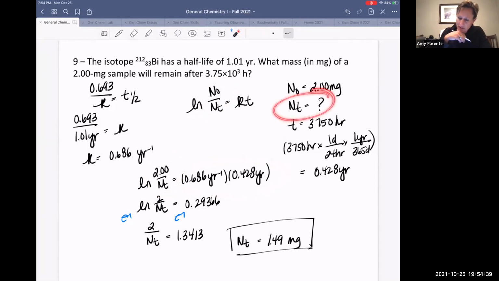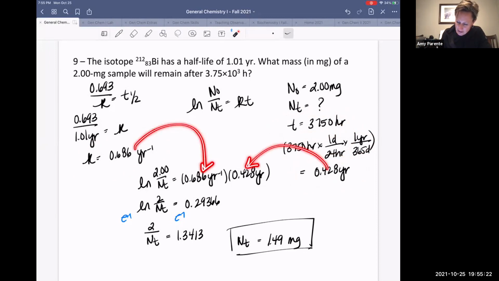Okay, so I'm trying to figure out what mass is going to remain. That's my n sub t. And then my time here is in hours. Because I have a mismatch between the time units that are given in hours and the time units of my rate constant, because my half-life was given in years, I do need to do some unit conversion here. I always find it easiest to convert the units of time that's given to whatever the units are for my rate constant. So in this case, my time that's going to pass, 3,750 hours, is just under half a year, so 0.428 years.